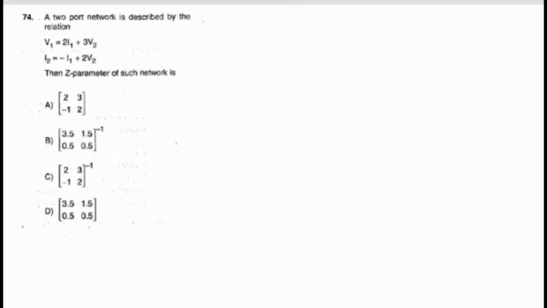Question number 74. A two-port network is described by the relation V1 equal to 2I1 plus 3V2, I2 equal to minus I1 plus 2V2. Then Z parameter of such network is. So let's write down the two equations first. V1 equal to 2I1 plus 3V2, I2 equal to minus I1 plus 2V2.